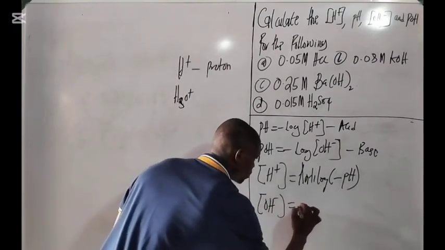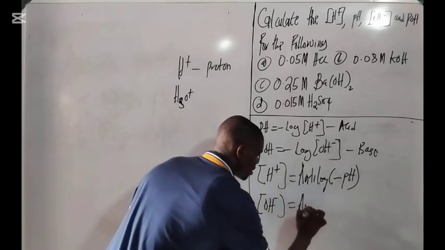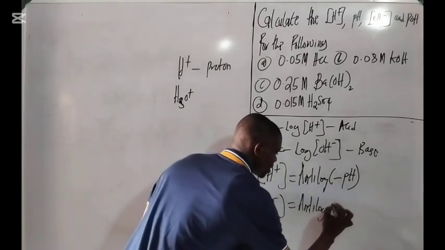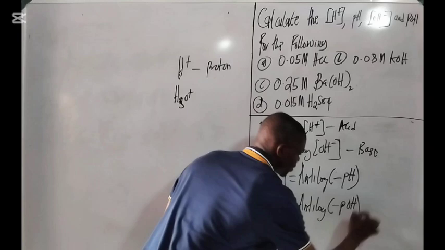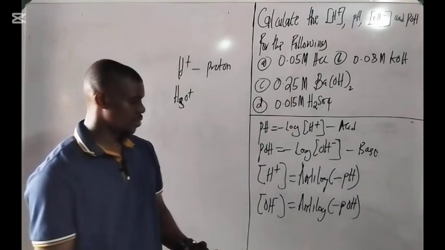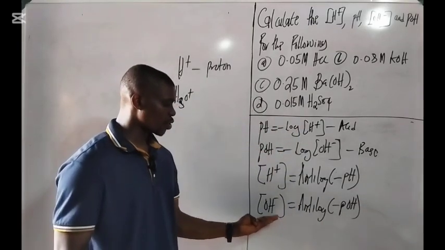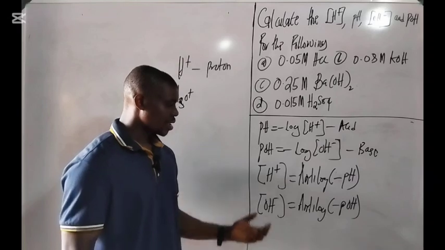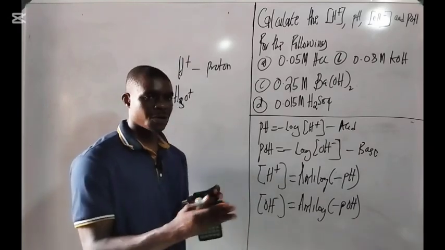OH minus is equal to the antilog of minus pOH. This is what you use in calculating the concentration of OH minus. The last one relates pH and pOH.